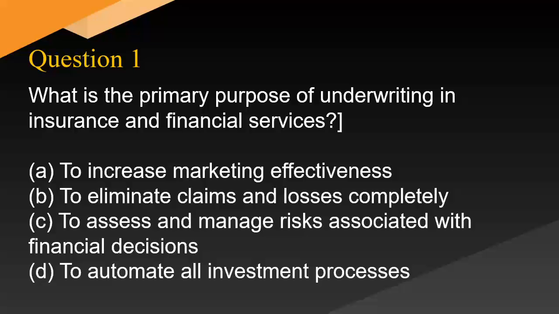What is the primary purpose of underwriting in insurance and financial services? A. To increase marketing effectiveness. B. To eliminate claims and losses completely. C. To assess and manage risks associated with financial decisions. D. To automate all investment processes.